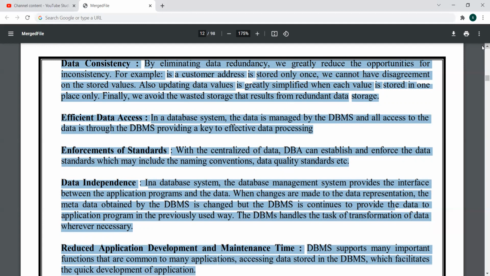Data independence. In a database system, the database management system provides the interface between the application program and the data. When changes are made to the data representation, the data obtained by the DBMS is changed, but the DBMS continues to provide the data to application programs in the previously used way. The DBMS handles the task of transformation of data wherever necessary.